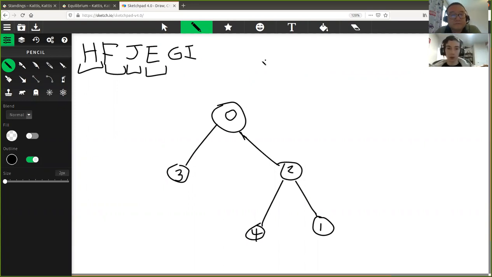Yeah. So the observation is you can make everything 0 or 1 by doing a depth first search on the tree.